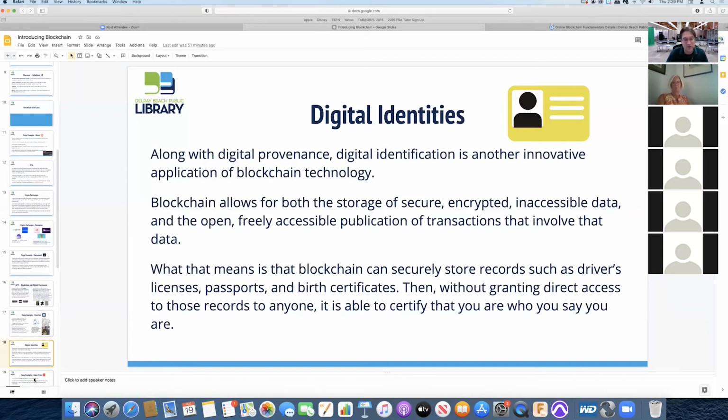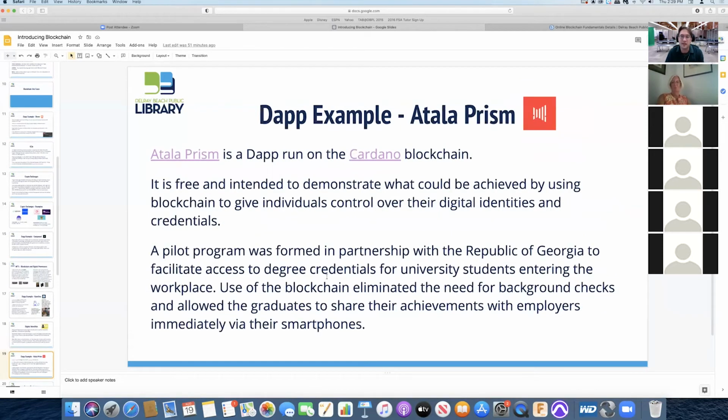So that's kind of a big deal. And there's a DApp out there. I mean, this hasn't really caught on yet, but there are people experimenting with it. One such project is called Atala Prism. It's a DApp run on the Cardano blockchain.